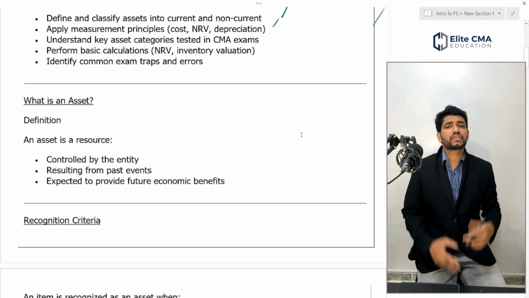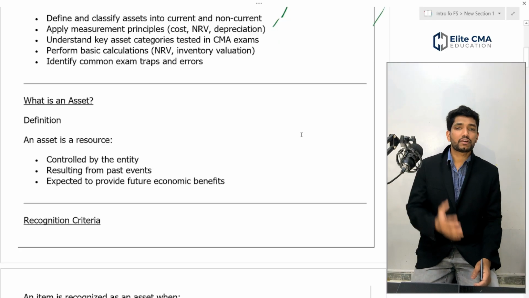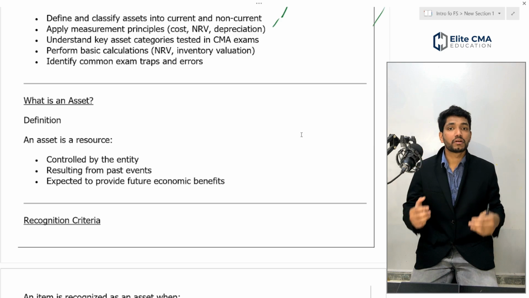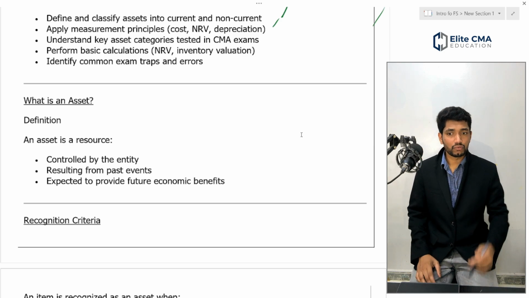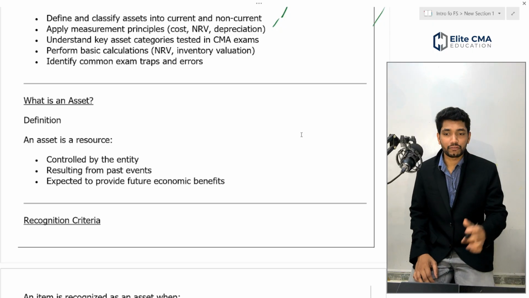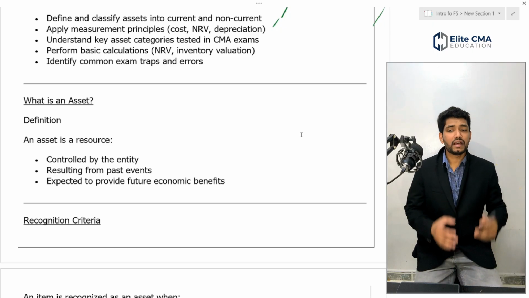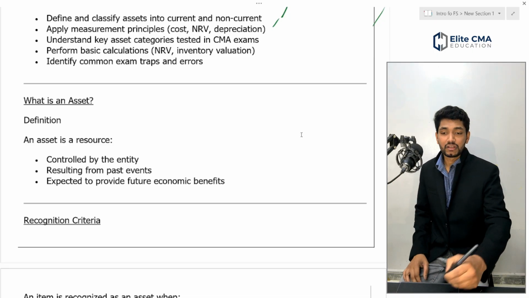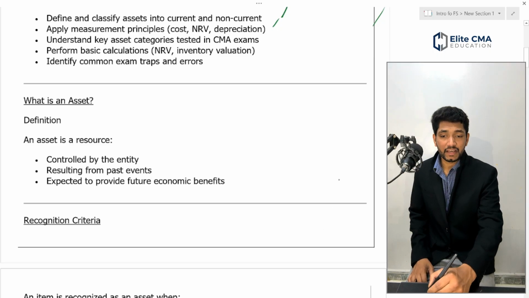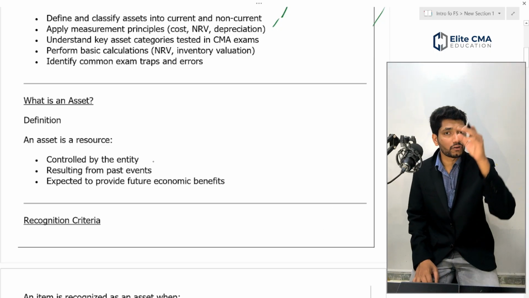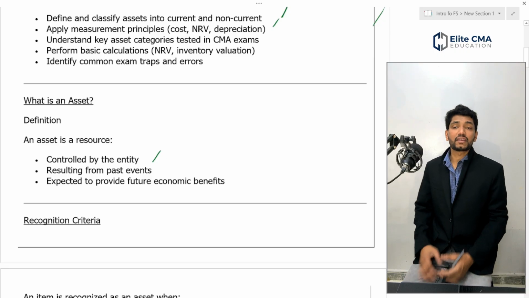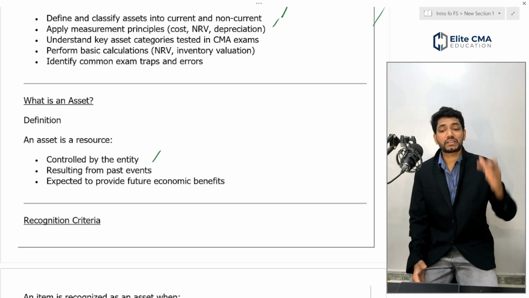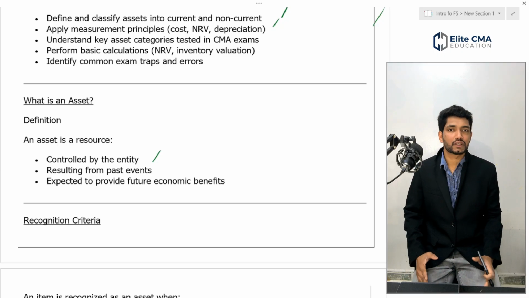Before moving into assets, what is an asset? We know there are a lot of assets like plant and machinery, equipment, accounts receivable, cash; all these are assets. So what is the definition of an asset? It should be a financial resource controlled by the entity, under the control of the company, resulting from a past event and expected to provide future economic benefit.